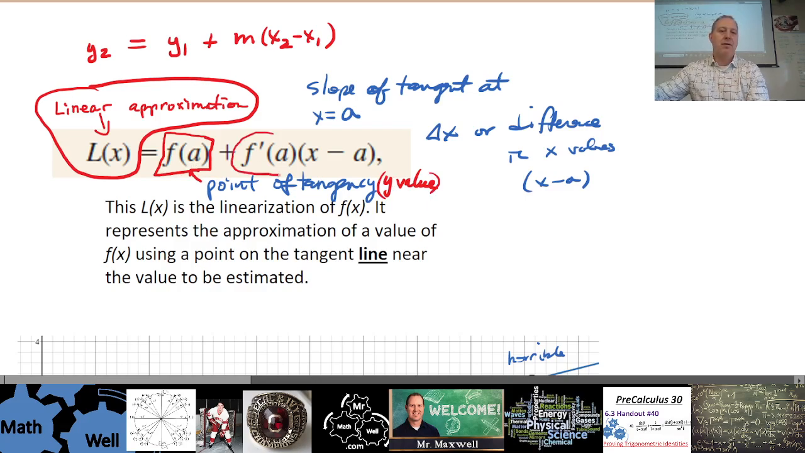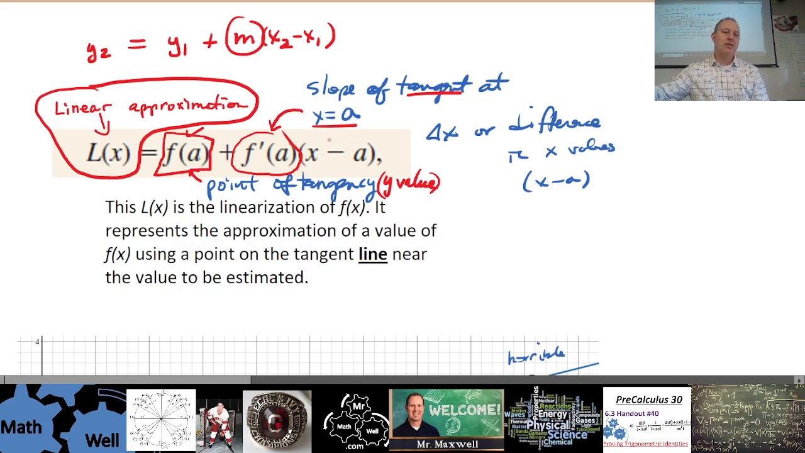This f prime of a is our slope. As I mentioned before, you have to be given either the original function so that you can find the derivative, or the derivative of the original function, or the slope of the tangent line, which is what this is. So this is the slope of the tangent line at x equals a, f prime of a. So you have the y value of the point of tangency plus the slope at the point of tangency, and then you multiply that by the difference between x minus a.